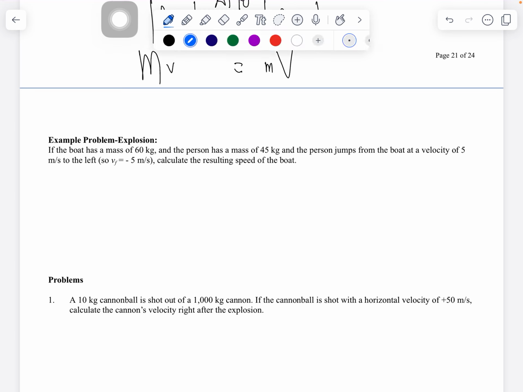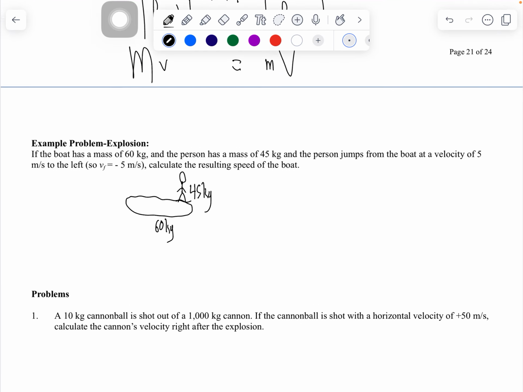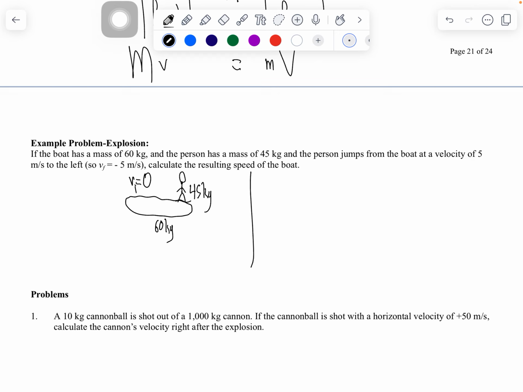Okay, well, we can draw our picture. The person is on the boat. They are traveling together. Here will be our boat, here is our person, our stick figure. And we know the boat is a mass of 60 kilograms. The person is a mass of 45 kilograms. They are not moving. Their velocity together is 0. After the collision, what does it look like?